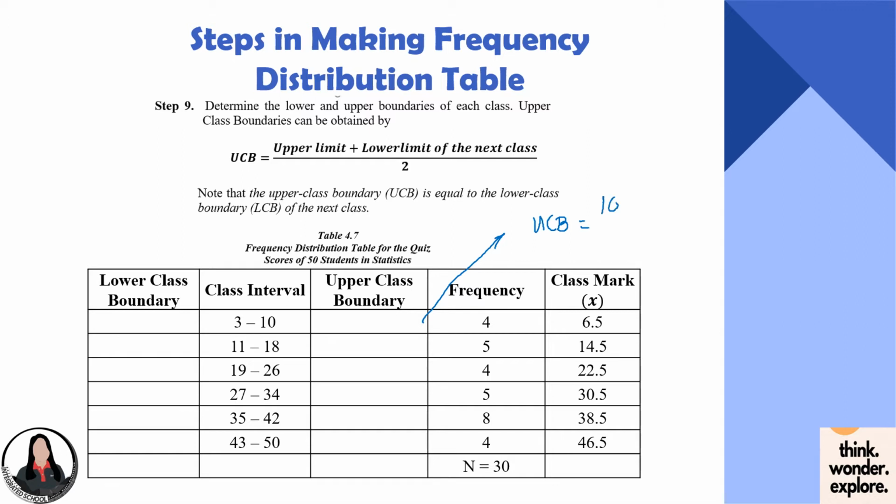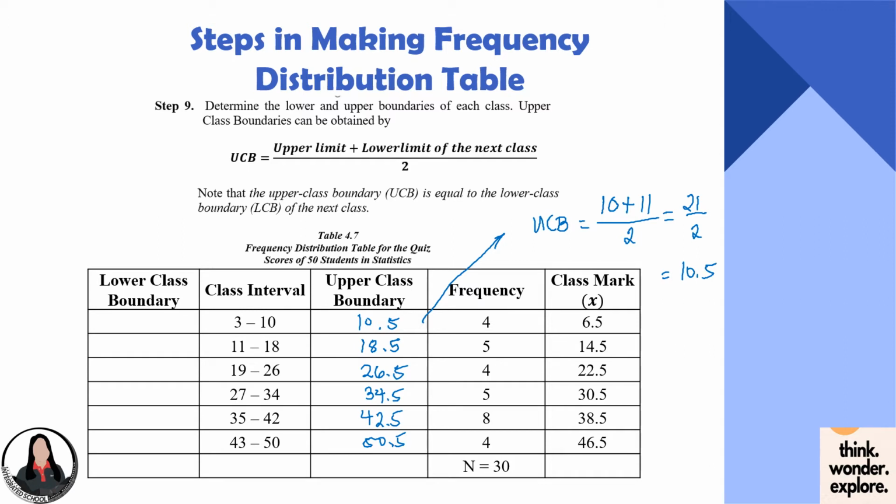So the upper limit is 10, and then we add the lower limit of the next class, which is 11, divided by 2. So that's 10 plus 11, that's 21 divided by 2, so that is 10.5. Okay, so for the upper class boundary, we have the 10.5. And then, using the same formula, we will get the upper class boundaries of the next class interval. So this will become 18.5, 26.5, 34.5, 42.5, and 50.5.